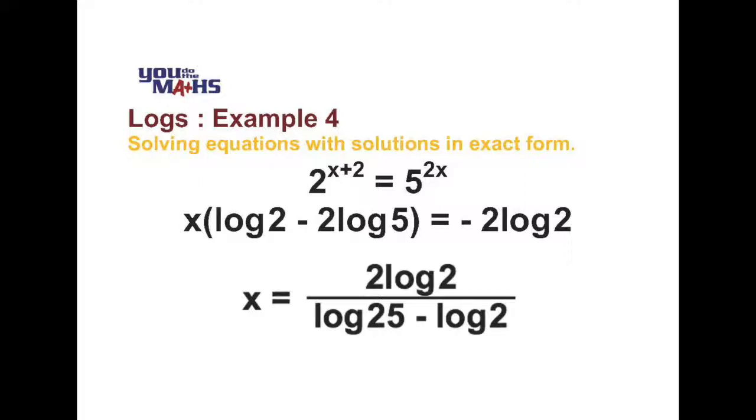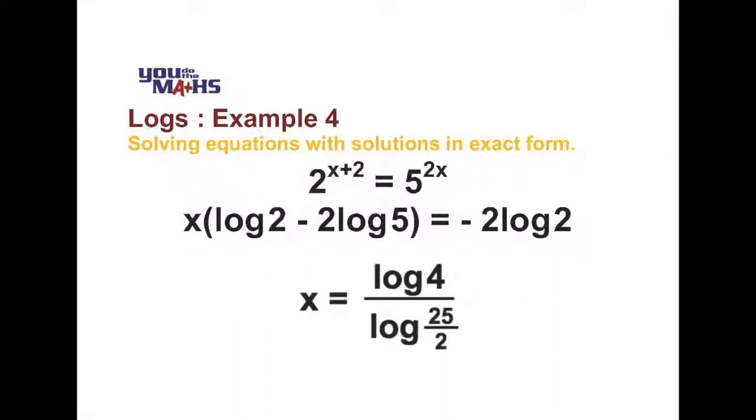The last thing we can do is use some log laws to tidy up the numerator and denominator of our solution. The 2 outside of the log 2 in the numerator can be brought inside the log so that we have the log of 2 squared, which becomes a log of 4. In the denominator we have a difference of logs, and we have a rule that says if you have a difference of logs you can express it as a single log term where the value inside is a quotient of the original values. So the final solution becomes the log of 4 divided by the log of 25 divided by 2.